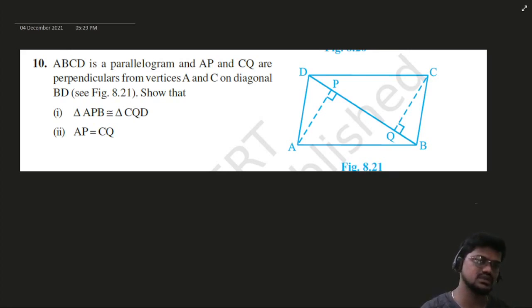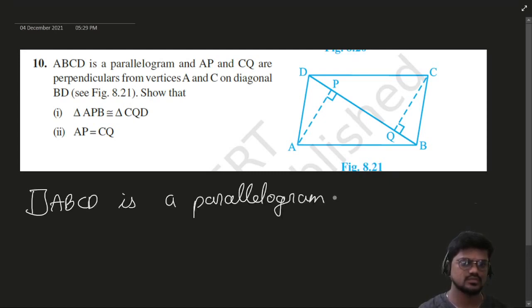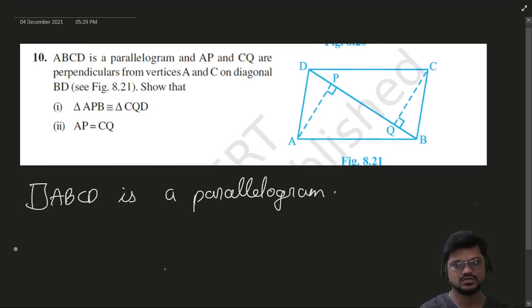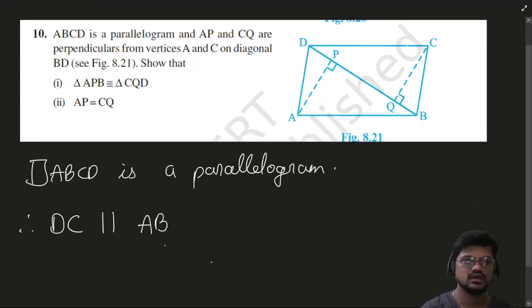It is given that quadrilateral ABCD is a parallelogram. This is given, and therefore what can we say? It also says perpendicular. We will go in sequence, no? So over here, ABCD is a parallelogram, so we can say that DC is parallel to AB. So can I say CDB or CDQ? Fine, we'll keep it like this.